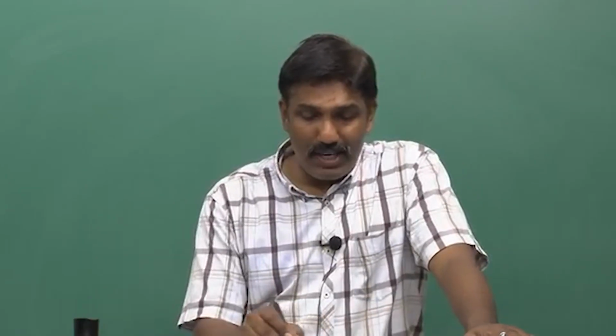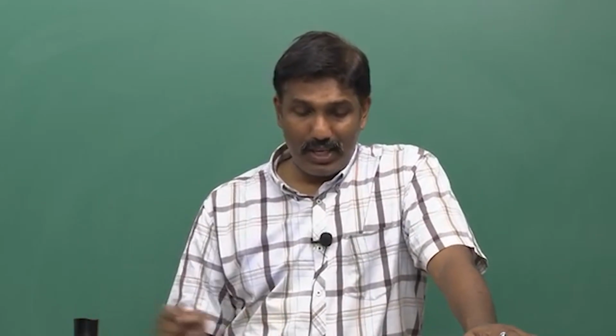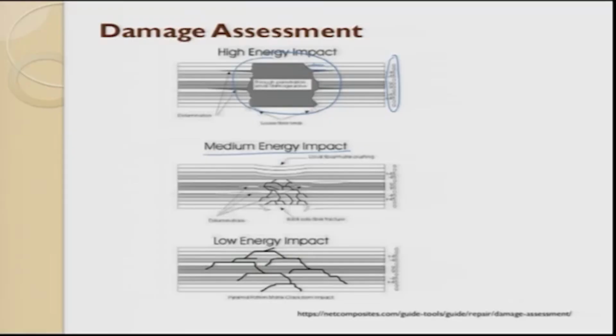If you look at a medium energy impact, here what happens is there is a dent formed on the top, and the energy has to be dissipated. So, the energy is dissipated as cracks which are formed in between the layers.